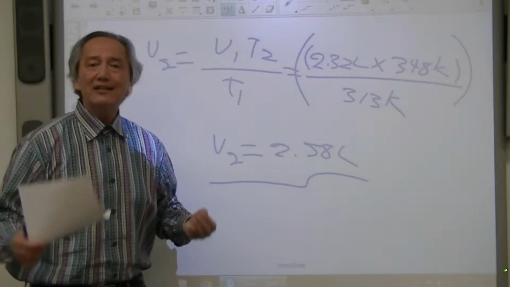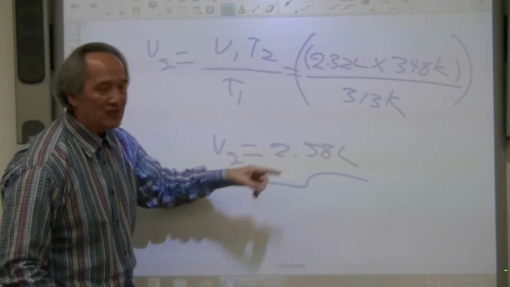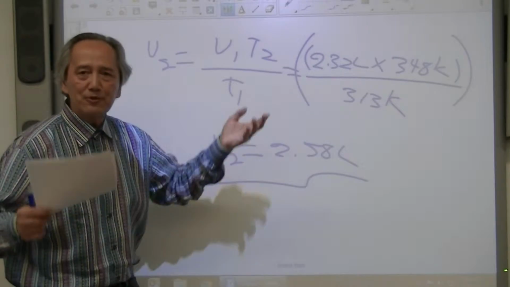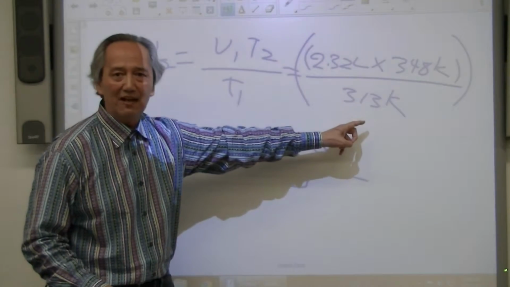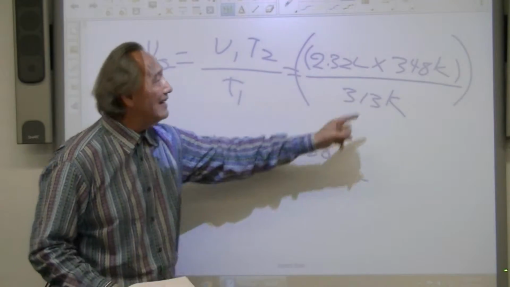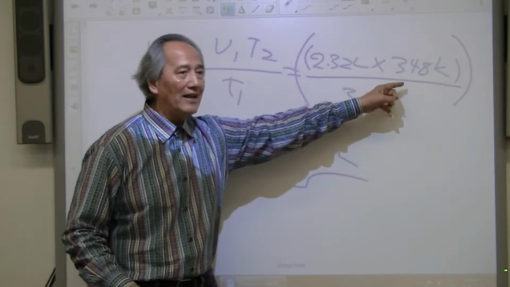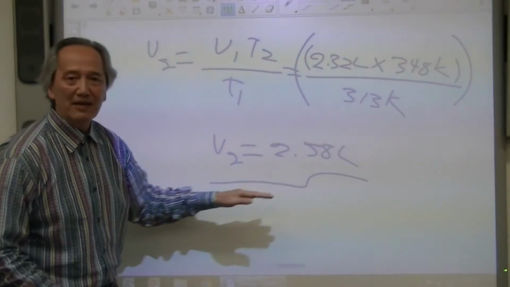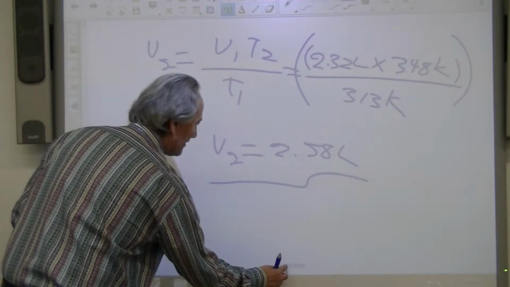We know that it is a direct relationship, volume to temperature. So volume increased, which tells me that temperature must have increased also. My original temperature was 313 Kelvin, or 40 degrees Celsius, and it increased to 75 degrees Celsius, or 348 Kelvin. This has verified Charles' law. So we're good. Let's continue on.